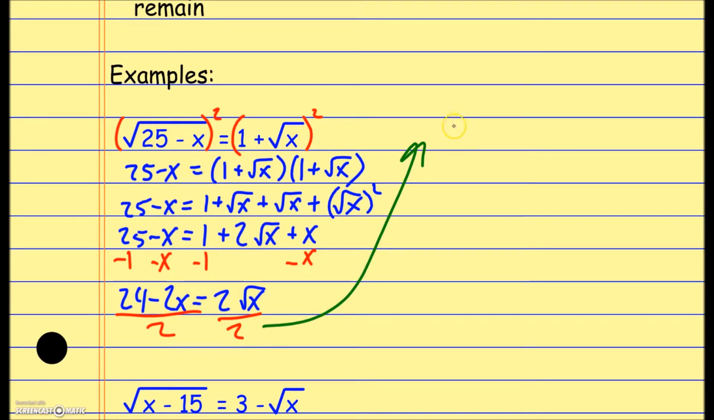So that's going to give me a 12 minus x equals the square root of x. Now I can go ahead and square each side to undo this second radical. Once again, when I do that, this is a binomial, so I have to do the 12 minus x times 12 minus x.